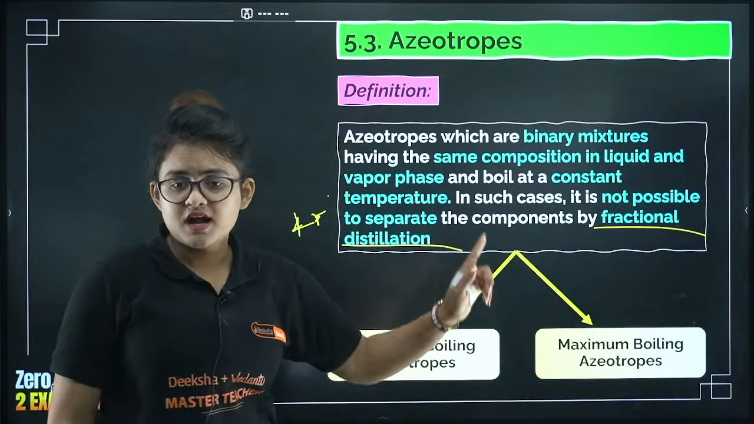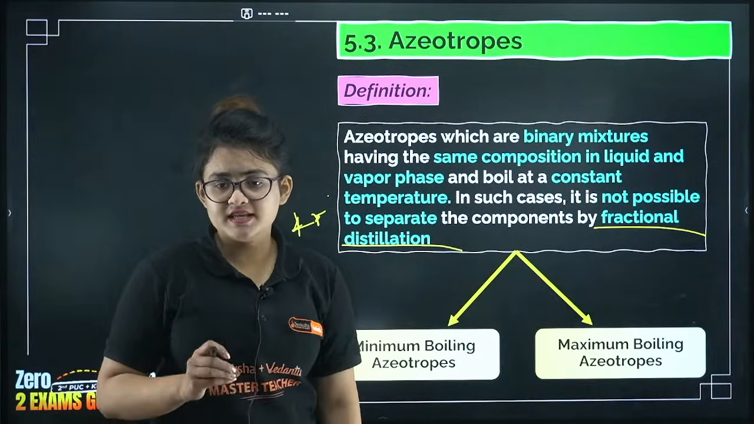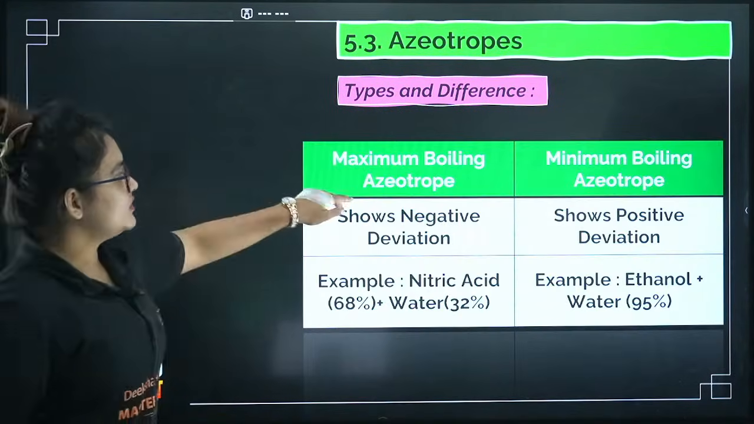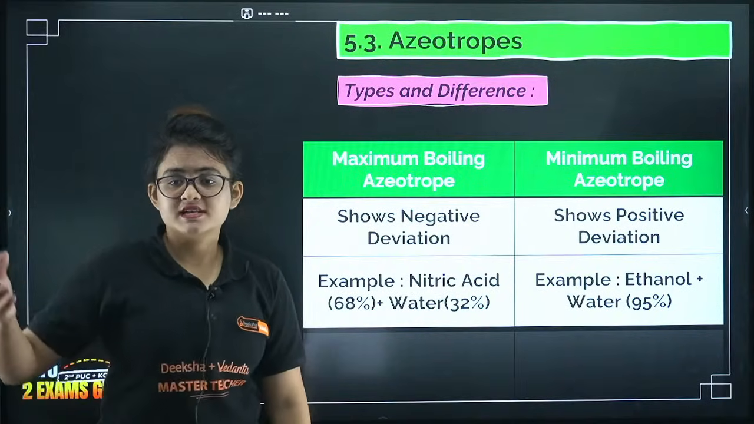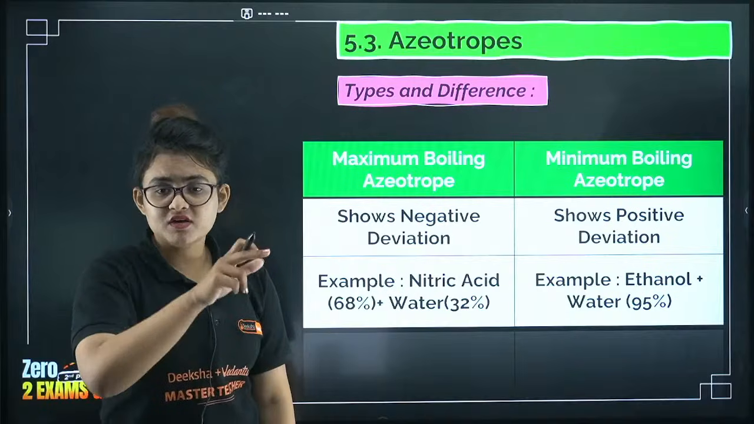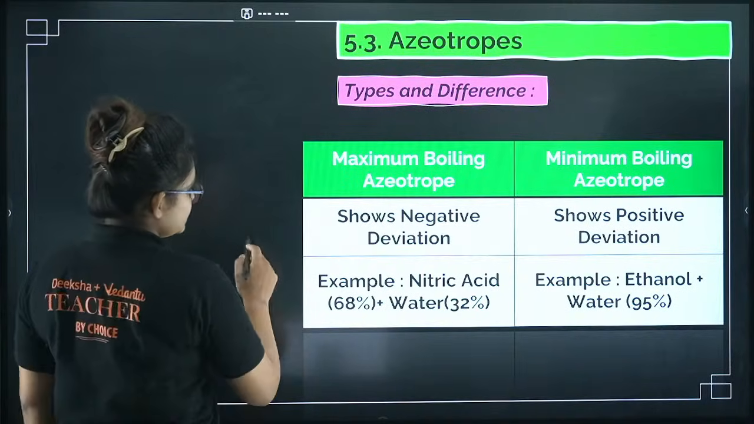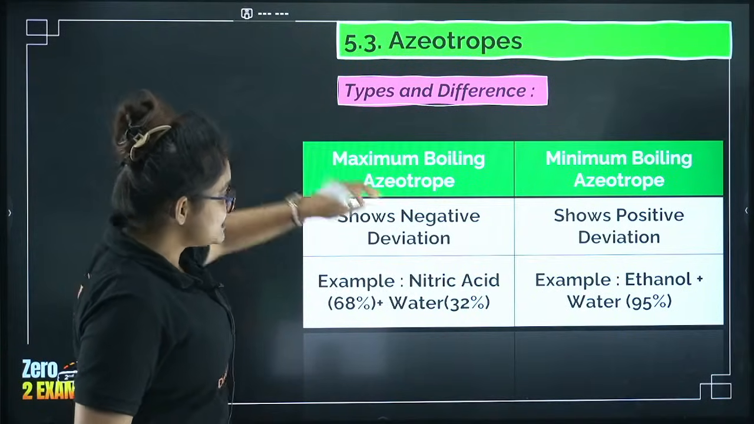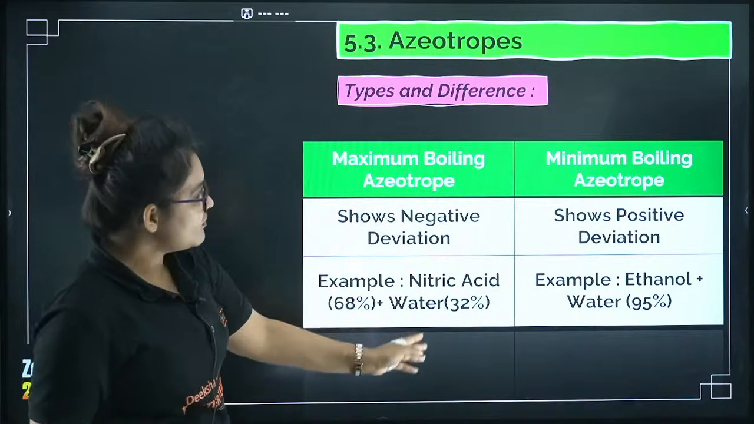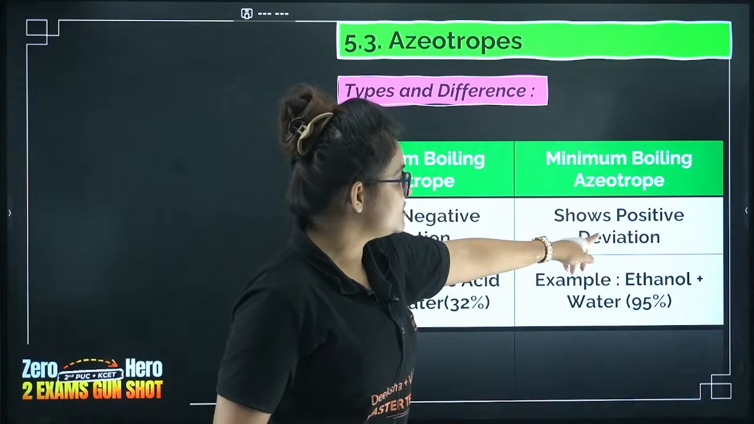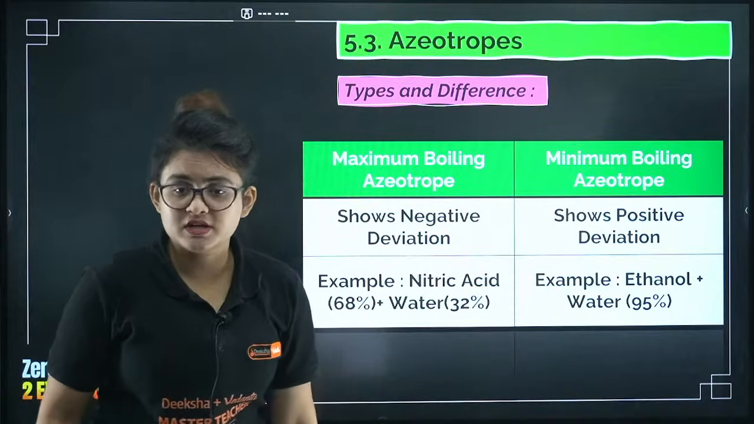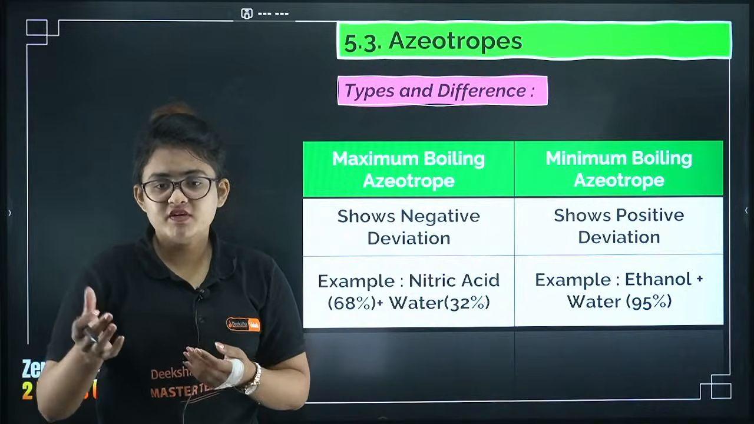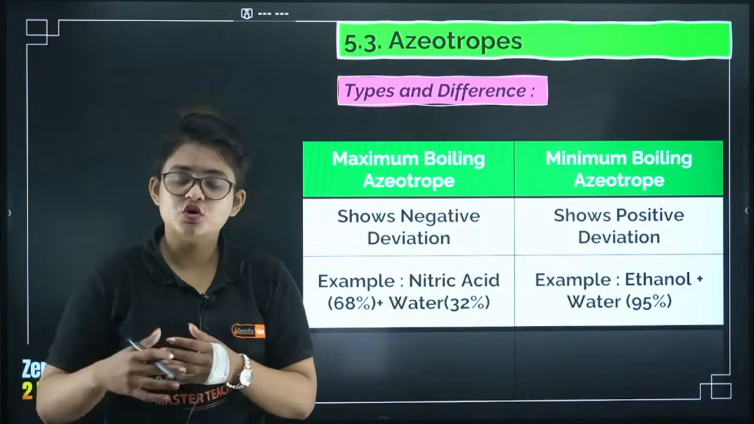Here azeotropes are of two types: one is the minimum boiling azeotrope and another one is the maximum boiling azeotrope. The maximum boiling azeotrope shows negative deviation, maximum negative deviation from Raoult's law, remember that. And the minimum boiling azeotrope shows positive deviation from Raoult's law. Maximum boiling azeotrope will show negative deviation, minimum boiling azeotrope will show positive deviation.